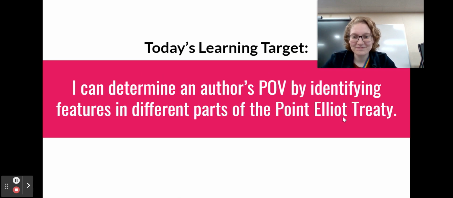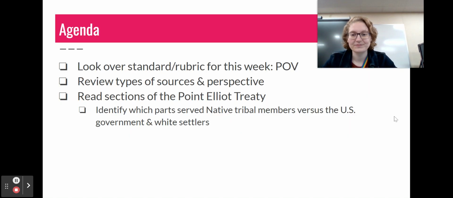So today, our learning target is: I can determine an author's POV by identifying features in different parts of the Point Elliott Treaty. So we're going to be thinking about how each part of the treaty serves either the native perspective and needs or the U.S. government and white settlers' needs.